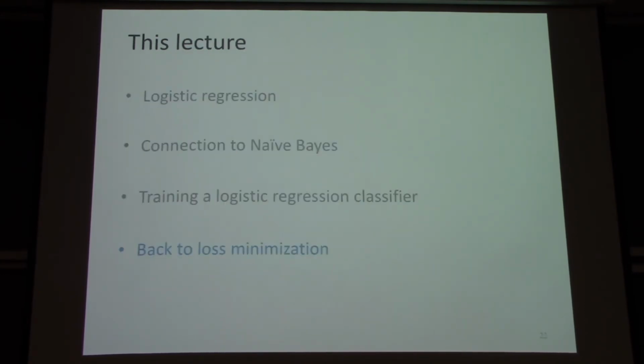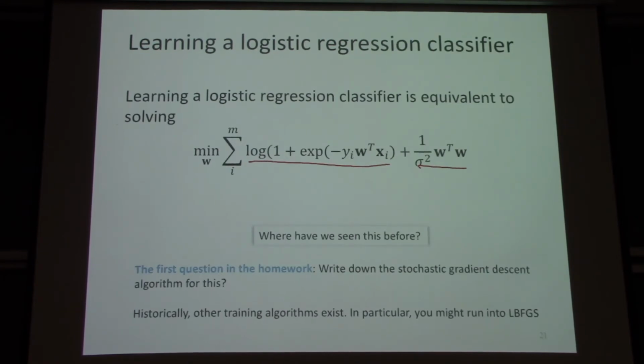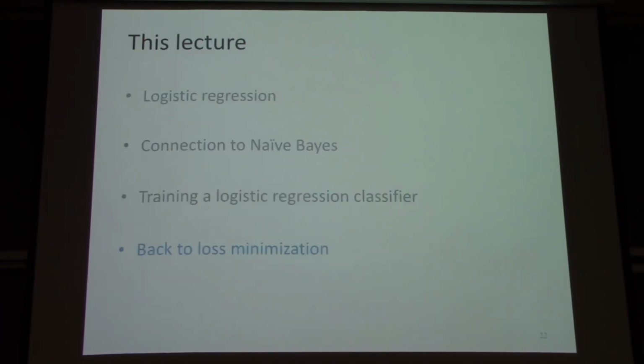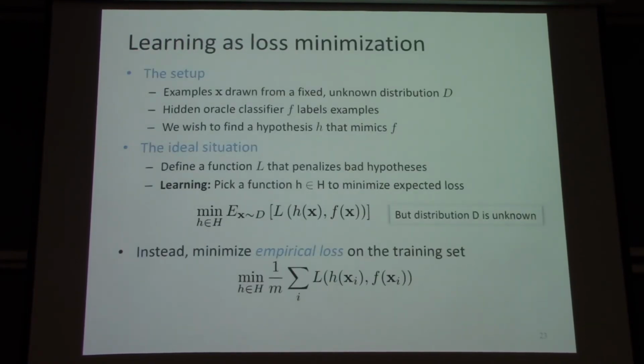Alright, so I want to step up a bit and go back to loss minimization, unless there are questions about logistic regression specifically. If there aren't, I'm going to go back to loss minimization, and these are slides that you hopefully have seen before, but I want to revisit them, given what you've seen now. I can frame learning as loss minimization.